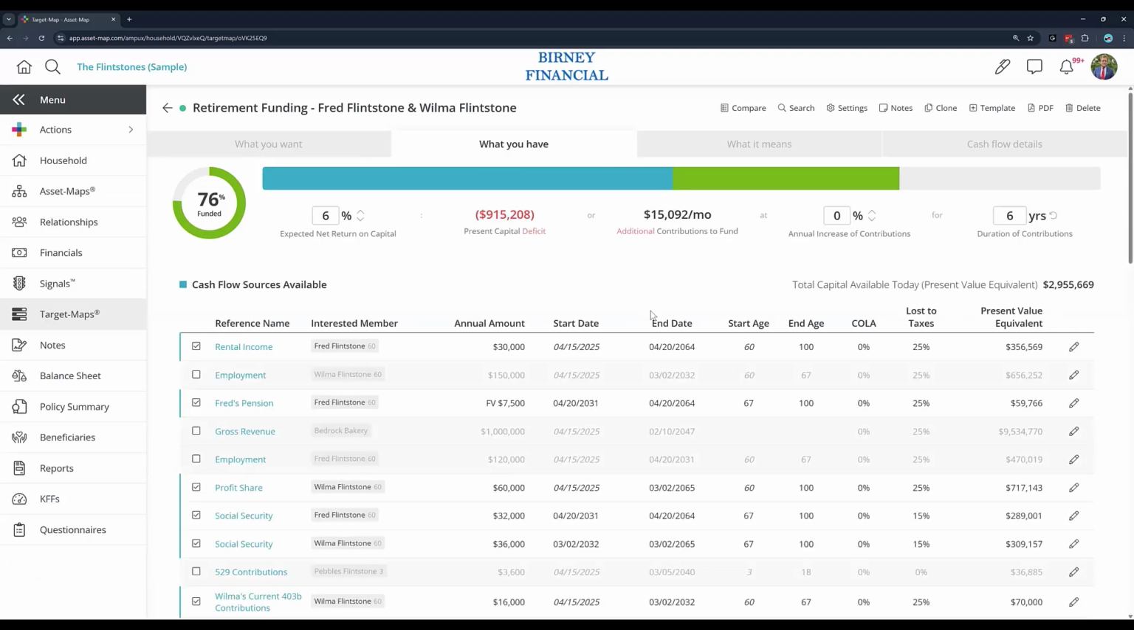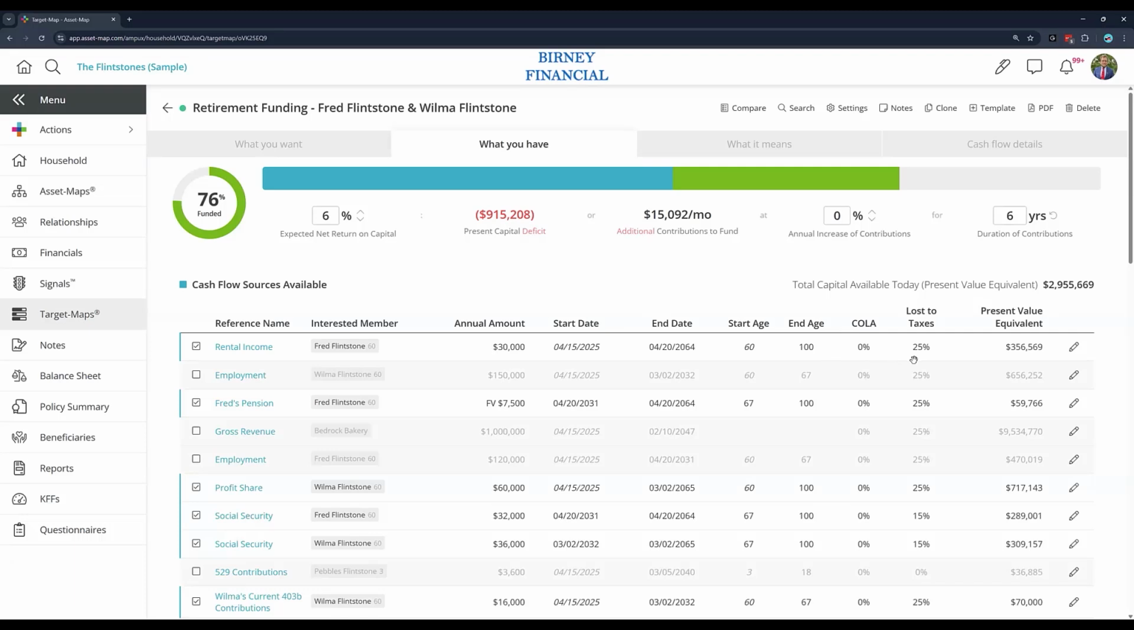From this section, I am pulling over a lot of details from the asset map because in retirement, guess what? We are turning on every faucet we can. The rental income, we've got 30 grand a year coming in. Is it coming in right as rain for the next 40 years of our lives? I have no idea. That rental could burn down in 10 years for all we know. But for right now, it is a part of their plan.